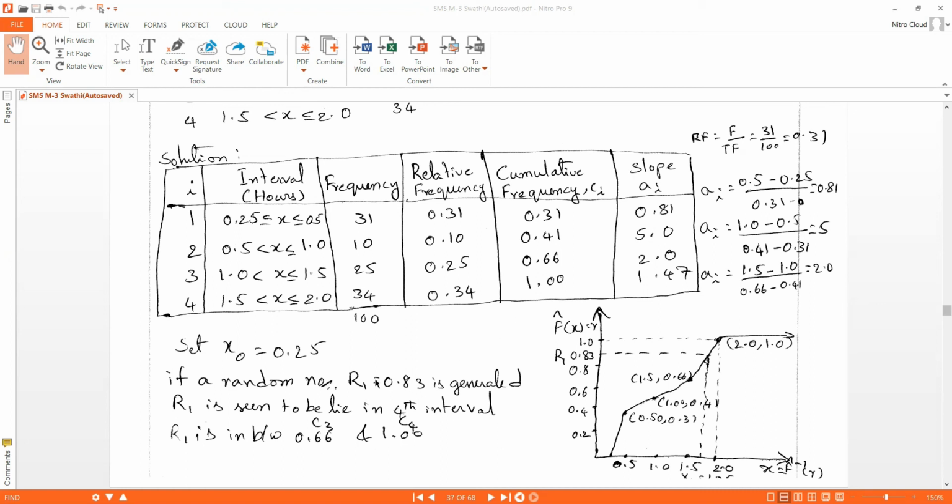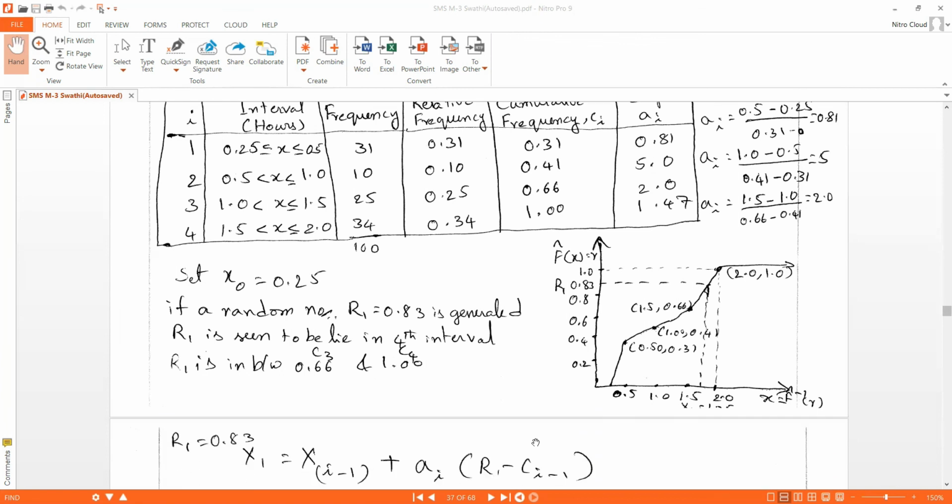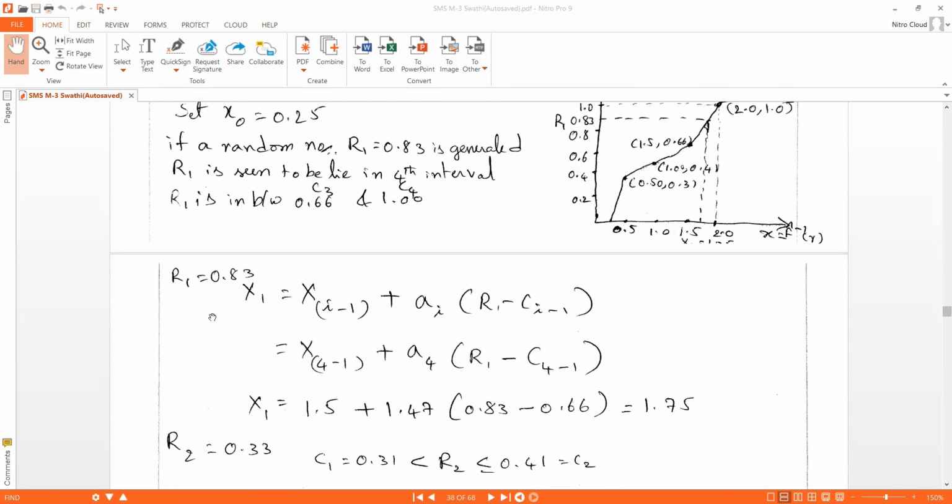So R1 is nearing 1.00. R1 is seen to be lying in the fourth interval. C3 less than R1 less than or equal to C4. So we'll assume that R1 lies in the fourth interval, so we'll assign I equal to 4. Then we'll substitute in the expression to find the x value.